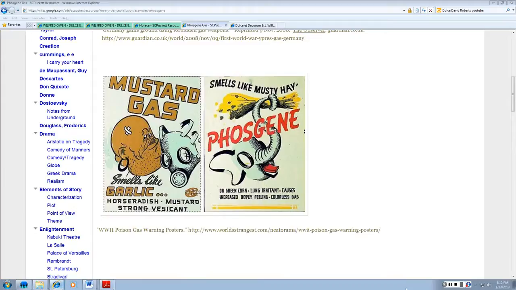The mustard gas, or gas, that was being referenced was something that was used illegally. But these were warning posters that would have been used during World War I to let the soldiers know what it smelled like and how they would respond physically to the effects of the gas so that they could take appropriate precautions.